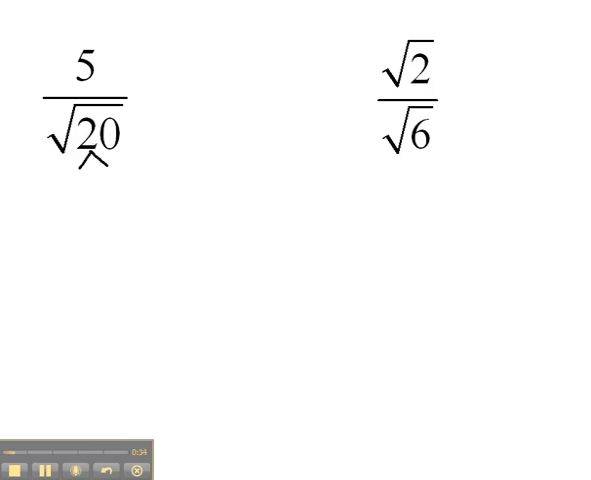So looking at 20, wouldn't 20 be the same thing as saying 4 times 5? And then we could take the square root of each one of those. So the square root of 4 is really 2. So if I were to rewrite this in a more simplified form, it would be 5 over 2 square roots of 5.